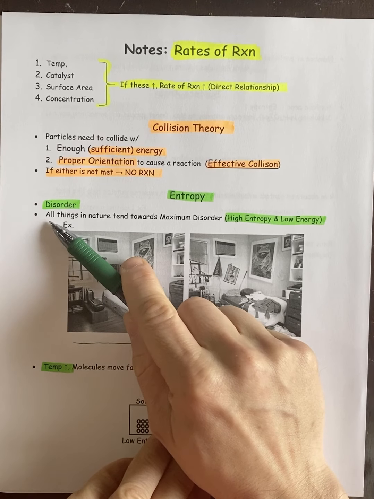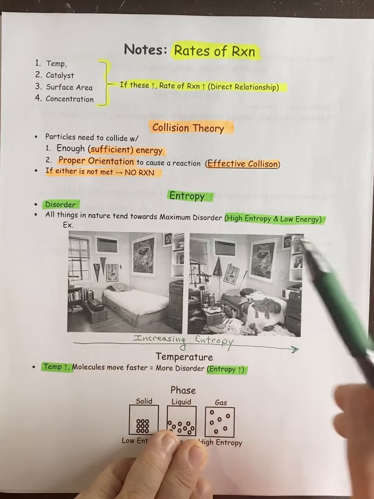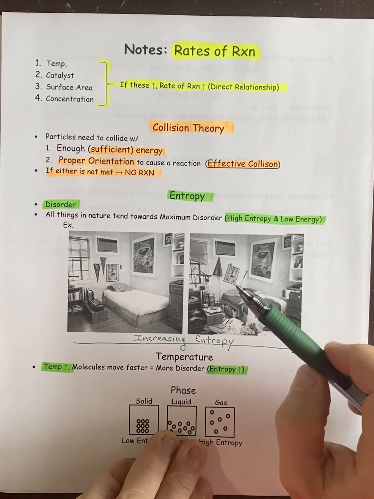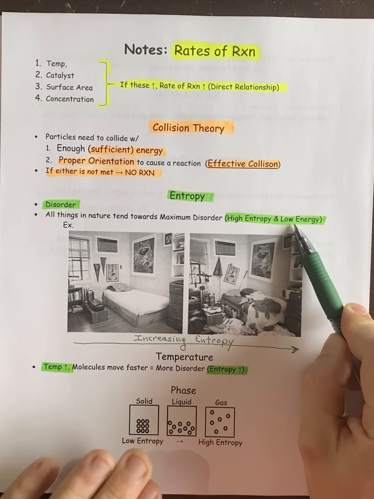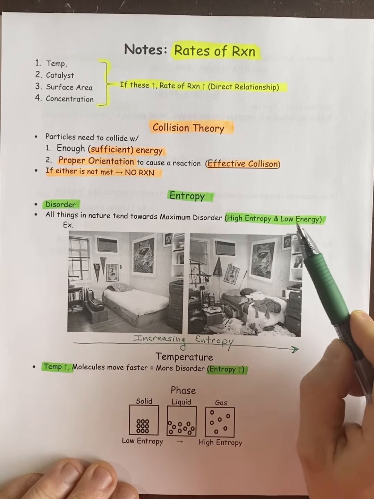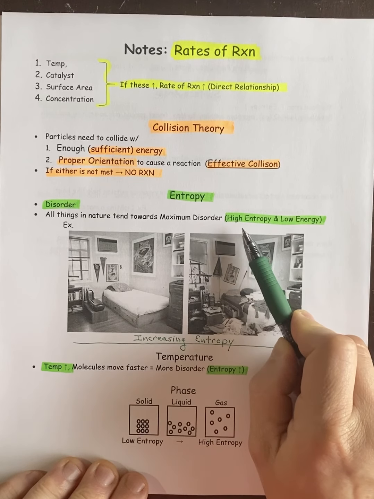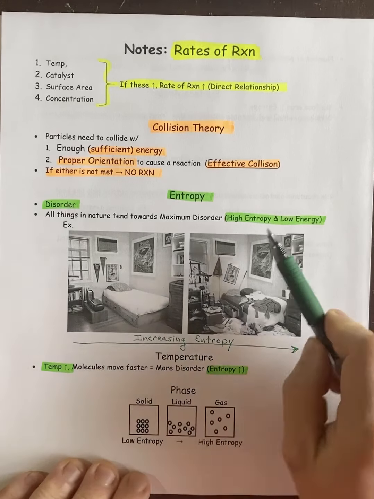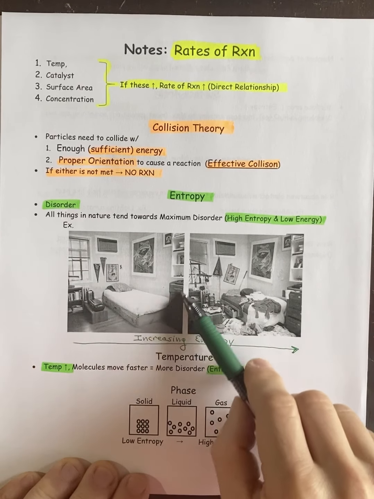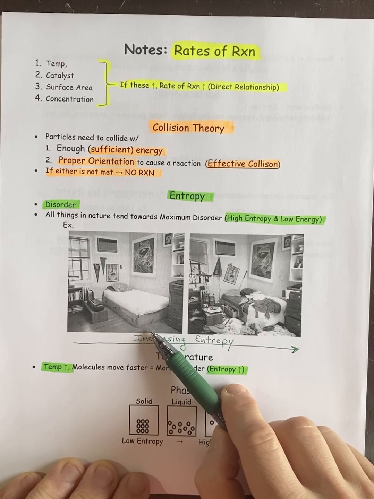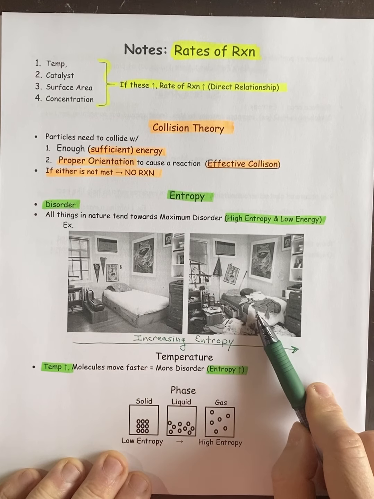So what we say is all things in nature tend towards maximum disorder. So things in nature actually have two tendencies. They go to high entropy and low energy. So things in nature like to be lazy and messy. Think of it like your room. If your room looks like this after you spent all day cleaning it, and then you live in it, but you don't actually clean it for weeks on end, eventually over time it's going to look like this.